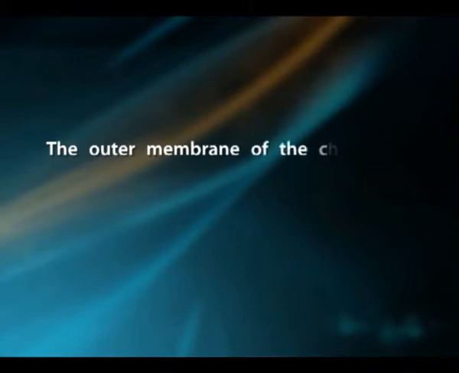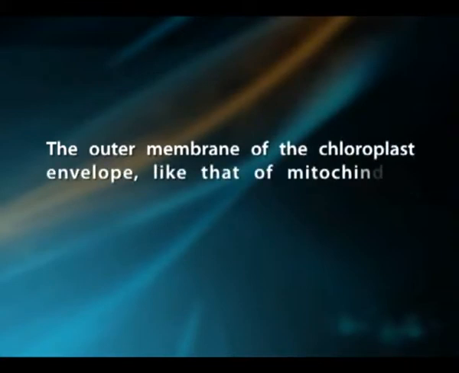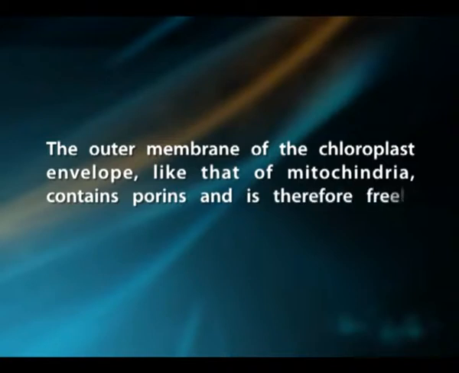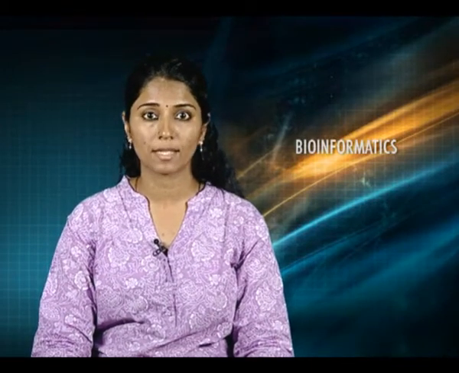The outer membrane of the chloroplast envelope, like that of mitochondria, contains porins and is therefore freely permeable to small molecules. In contrast, the inner membrane is impermeable to ions and metabolites, which are therefore able to enter chloroplasts only via specific membrane transporters. These properties of the inner and outer membranes of the chloroplast envelope are similar to the inner and outer membranes of mitochondria. In both cases, the inner membrane restricts the passage of molecules between the cytosol and the interior of the organelle.